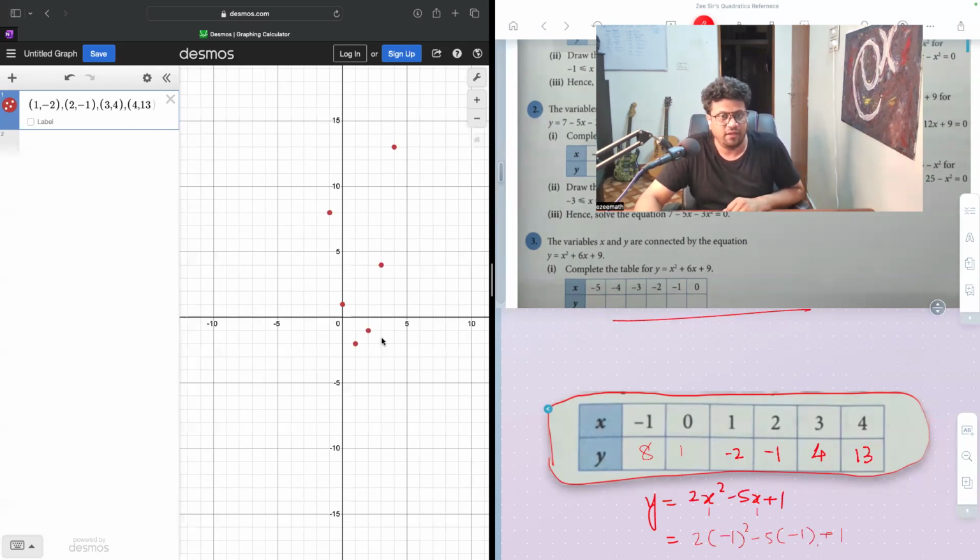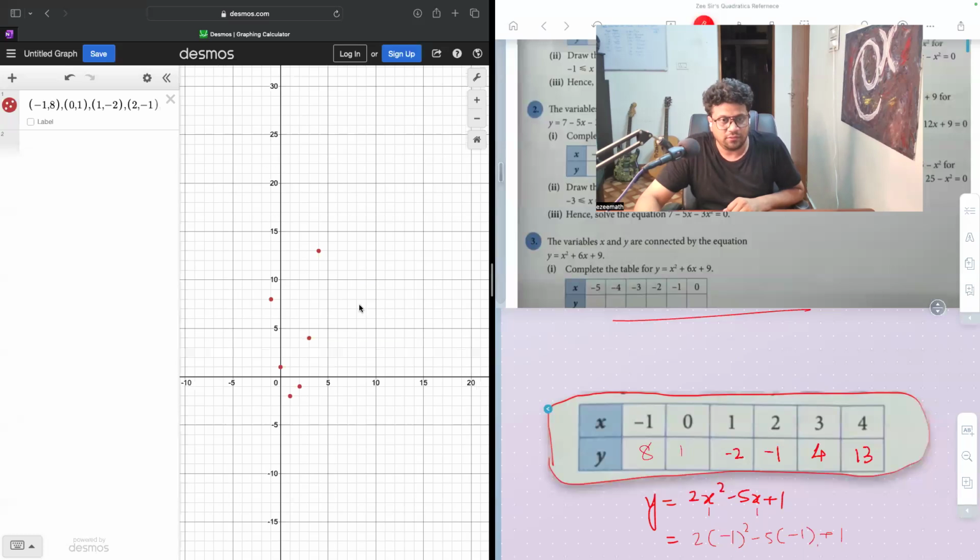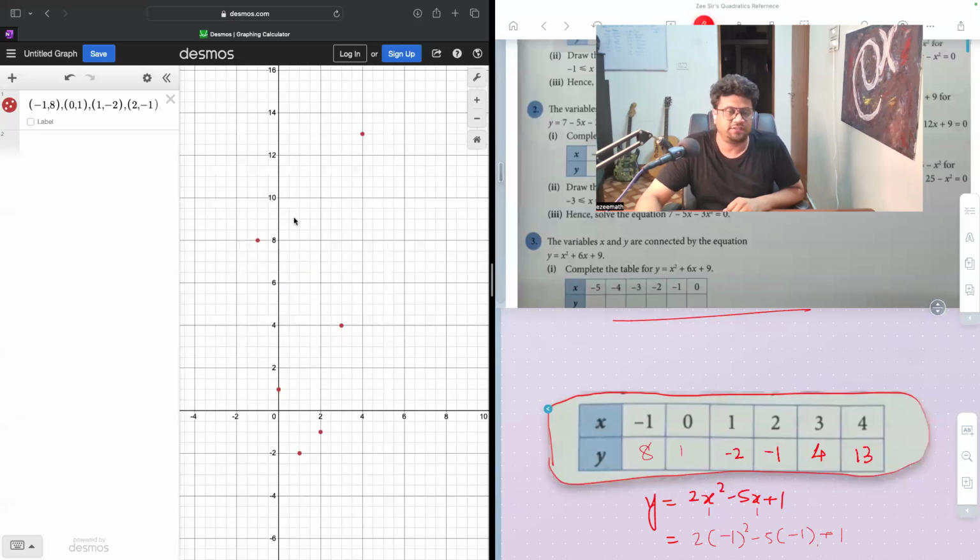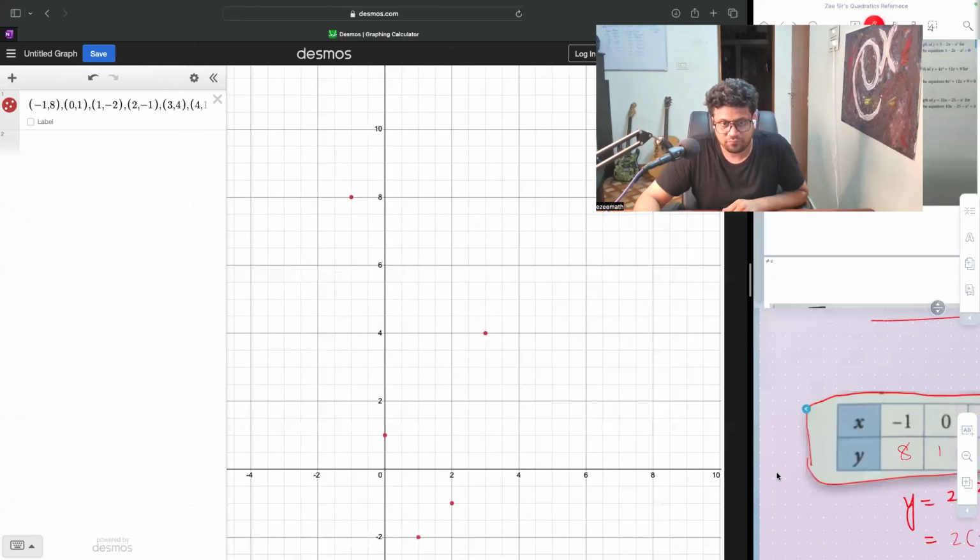These are the points that I have on the Desmos coordinate system there. Well, that roughly gives me an idea what the curve is going to look like. Well, I'm going to try to sketch the quadratic here.